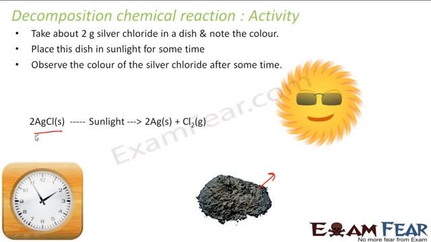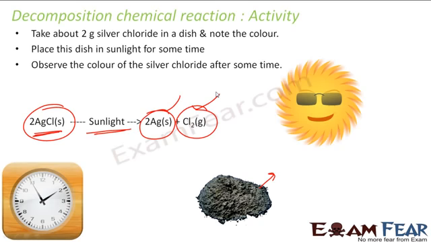Why did the color change? Earlier it was AgCl, silver chloride. In sunlight, this broke into silver and chlorine. This is the silver now, and we got chlorine gas. The gas evaporated. So this compound broke into two smaller substances, and this is also one example of decomposition.